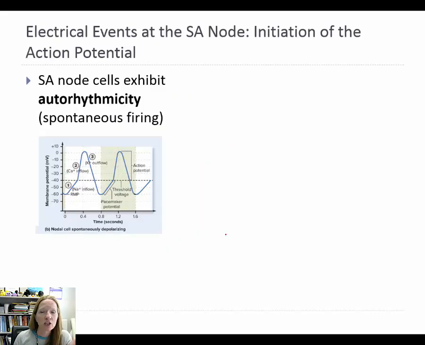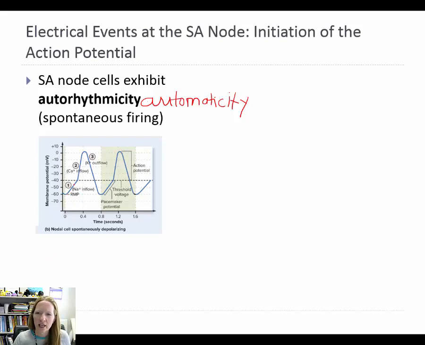Remember that the nodal cells found in the SA node exhibit something called autorhythmicity. This is the same as something we introduced before called automaticity. I introduced that term in an earlier section. Remember, that just means that they are able to spontaneously fire. And I've said this lots of times before. Spontaneously fire, depolarize on their own, initiate the action potential, propagate the action potential. So that's what that means.